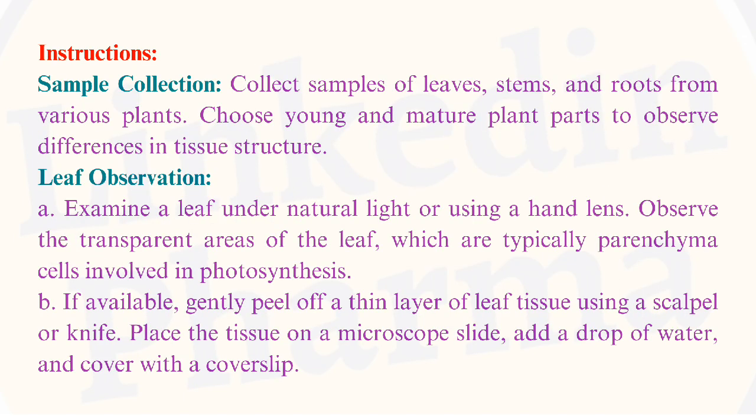Instructions: sample collection: collect samples of leaves, stems, and roots from various plants. Choose young and mature plant parts to observe differences in tissue structure. Leaf observation: A. Examine a leaf under natural light or using a hand lens. Observe the transparent areas of the leaf, which are typically parenchyma cells involved in photosynthesis. B. If available, gently peel off a thin layer of leaf tissue using a scalpel or knife. Place the tissue on a microscope slide, add a drop of water, and cover with a cover slip.